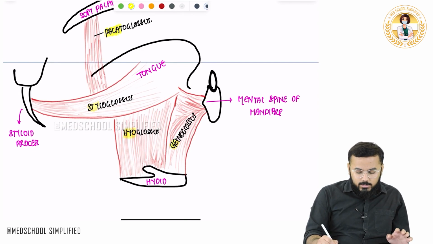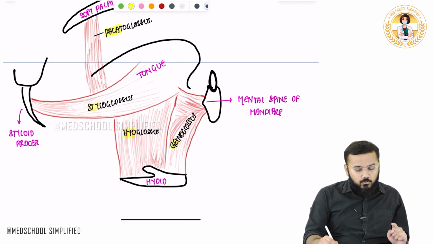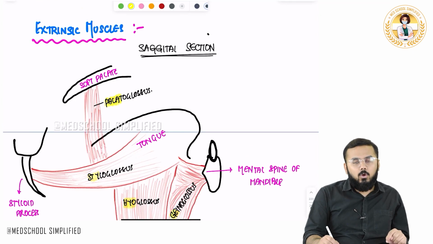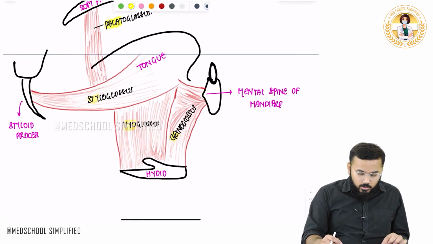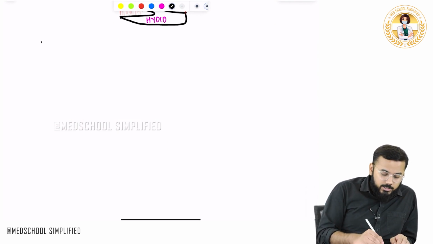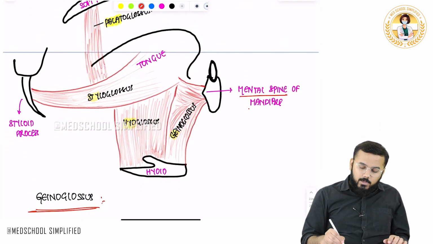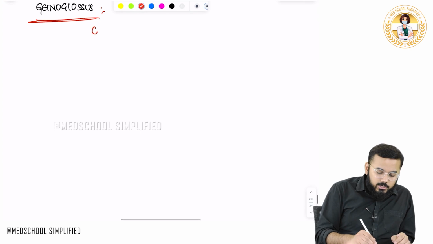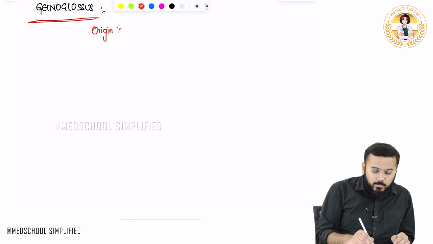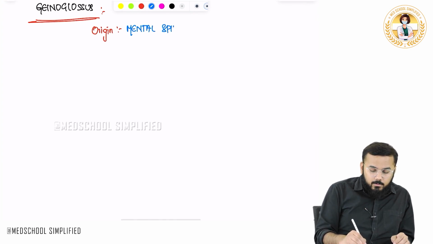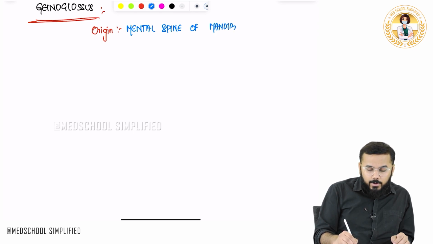Next important thing, I think these are the different muscles. How many muscles have we discussed? Four muscles. So these are the four muscles which are called the extrinsic muscles. Out of all these extrinsic muscles, we shall now discuss each and every muscle. First is genoglossus. Where is the origin of genoglossus? Just look at it. The origin is from the mental spine of the mandible.